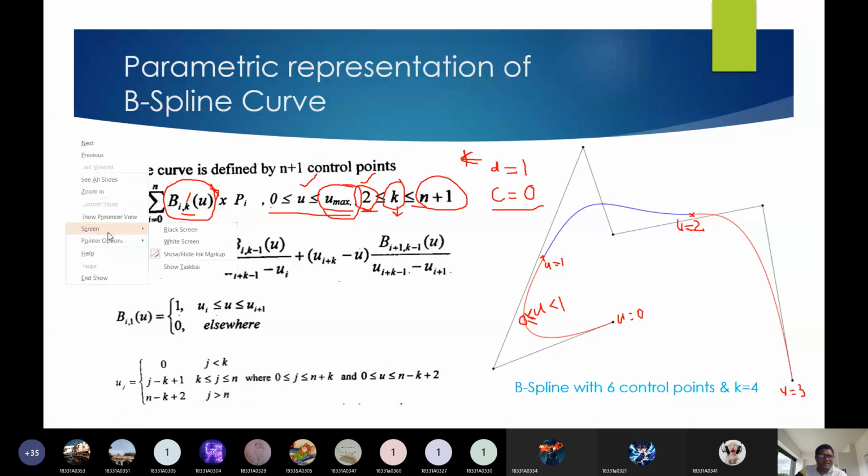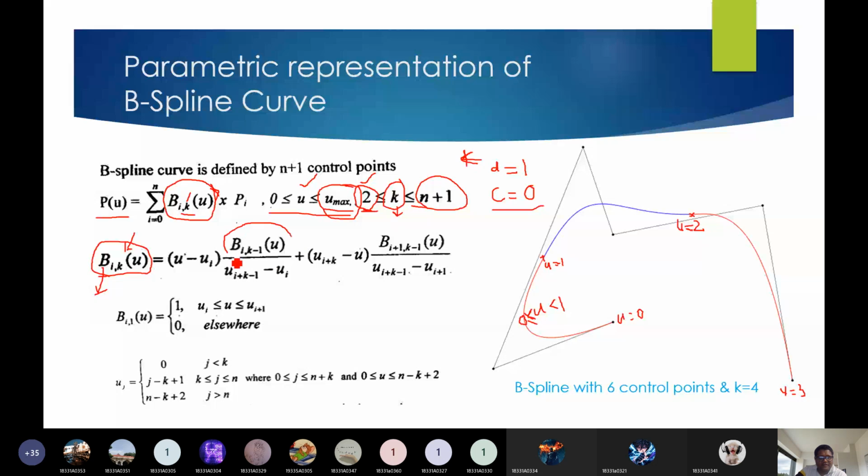Actually here, if you want to calculate B i,k of u, it depends upon B i,k minus 1 of u. Look here, this is also another term of the same kind. To solve B i,k minus 1, again you need to use a similar kind of equation, which may come like B i,k minus 2. Similarly here also you are getting another term, B i plus 1, k minus 1, again of the same kind. That is the reason this equation is of recursive form.